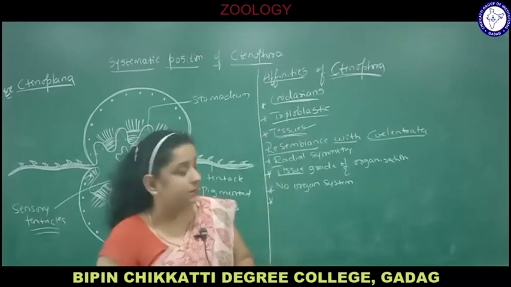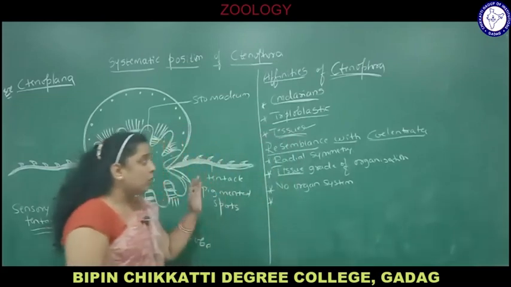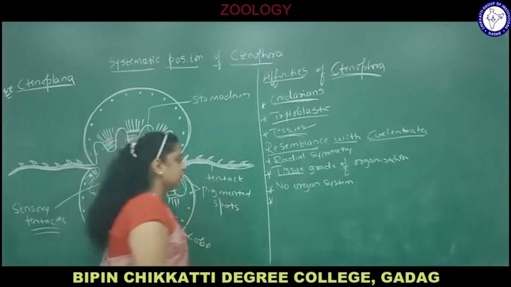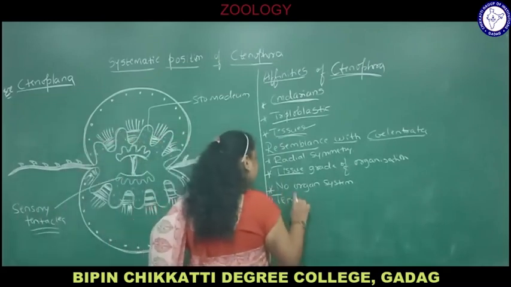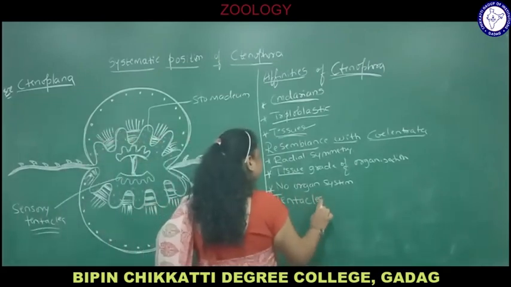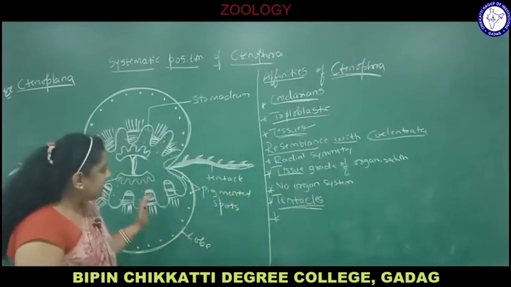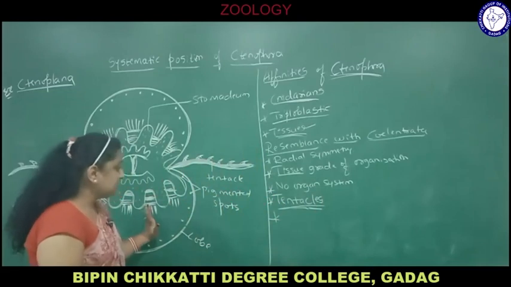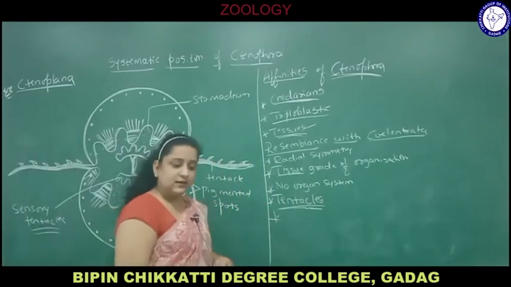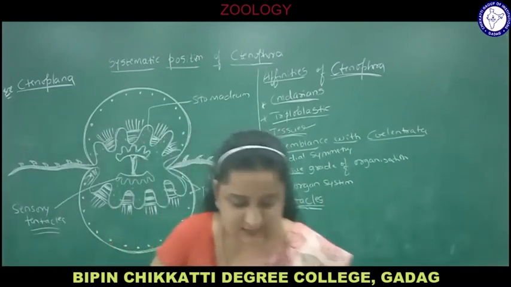Tentacles and mesoglea are present. This is the most important character common in both Coelenterata and Ctenophora, that is the presence of tentacles. We have seen Hydra: tentacles are present with nematocysts, but here tentacles are present with specialized cells called colloblasts. So tentacles are common in both Cnidaria and Ctenophora.